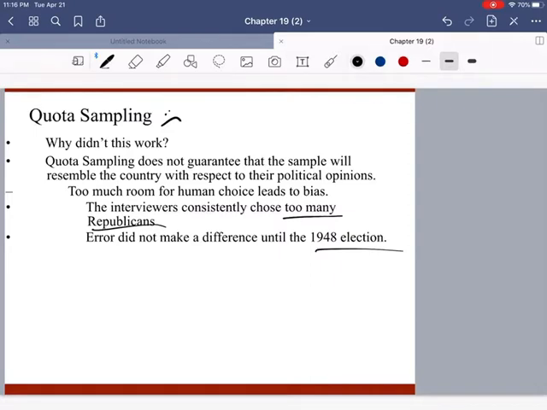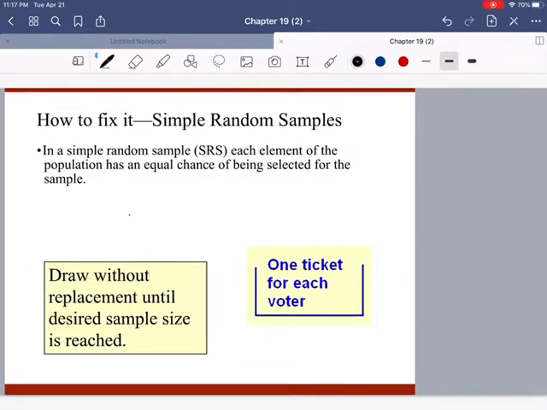It sounds really great. It sounds like a good idea, trying to match the sample to the population characteristics, but it just doesn't work. So instead what we do is called a simple random sample, where if you sample enough people, according to the law of averages, your results should follow what the actual population is.